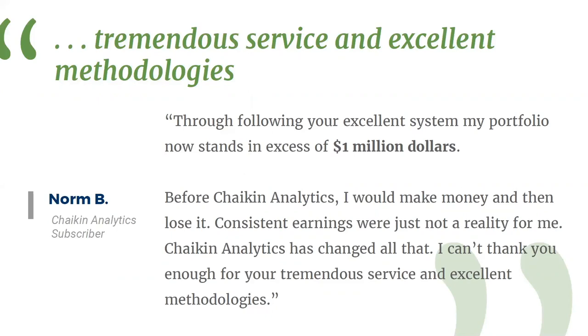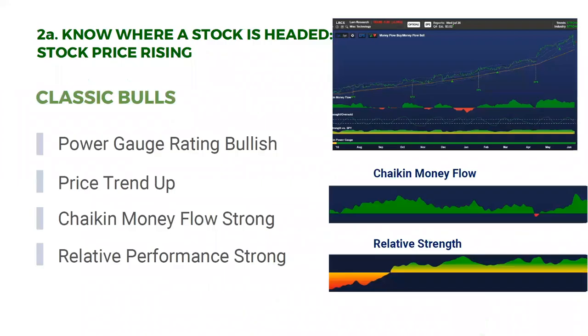Norm here recently said that through following your excellent system, his portfolio now stands in excess of $1 million. Before Chaikin, he'd make money and then lose it. Consistent earnings. Remember, consistent was in the O'Shaughnessy argument for why you want to depend on the model. Consistent earnings were just not a reality for me, but Chaikin has changed all that. So again, a call out to depend on a disciplined approach that takes the bias and the emotion out of the decision.